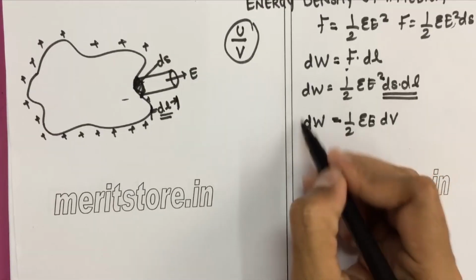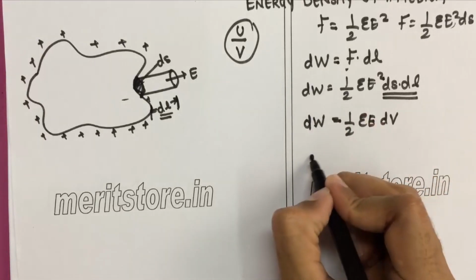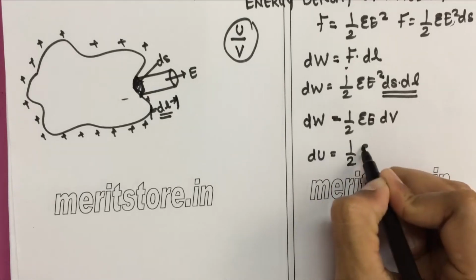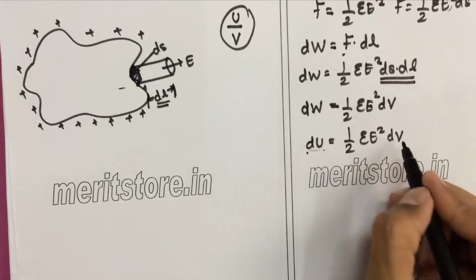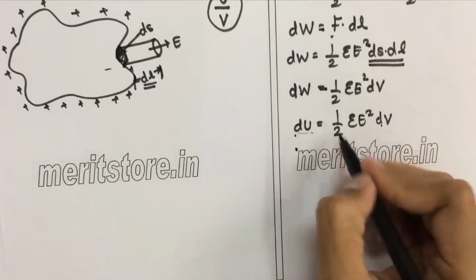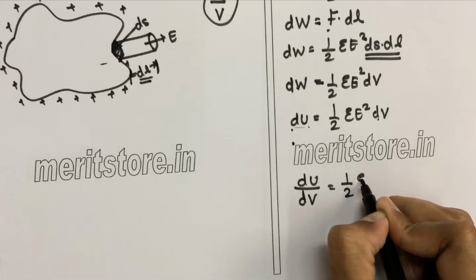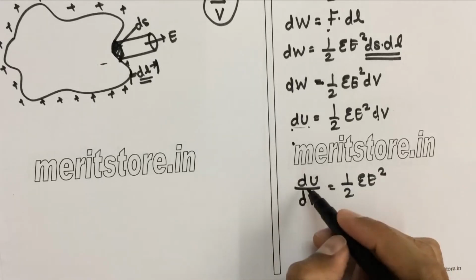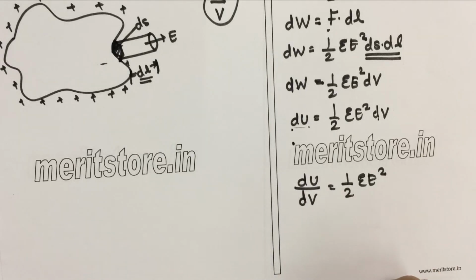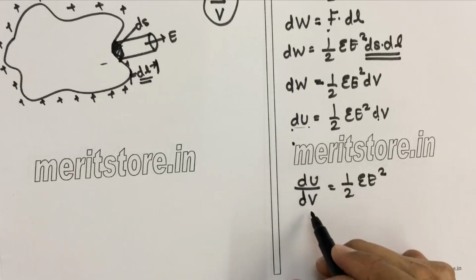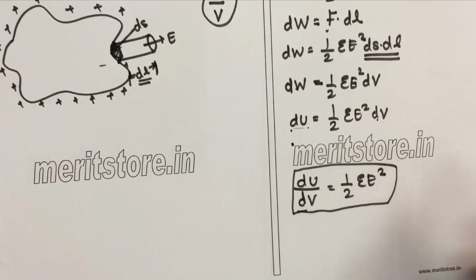Now whatever work we do here is stored in the form of electrostatic energy. So you can replace the work dW by the energy dU, and that becomes half epsilon naught E square dV. This energy with respect to the volume, energy upon volume, will give you the energy density. So if you take dU upon dV, you get half epsilon naught E square. This is the energy stored per unit volume, or the energy density of the particular medium. That is the equation we are getting: energy density, the energy stored per unit volume, is given by half epsilon naught E square.